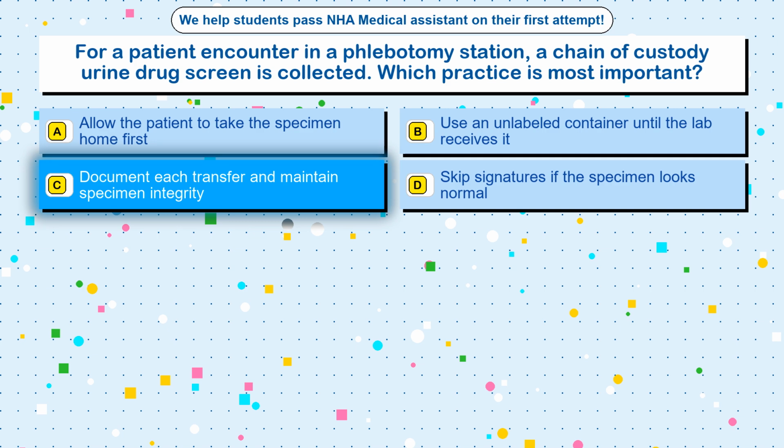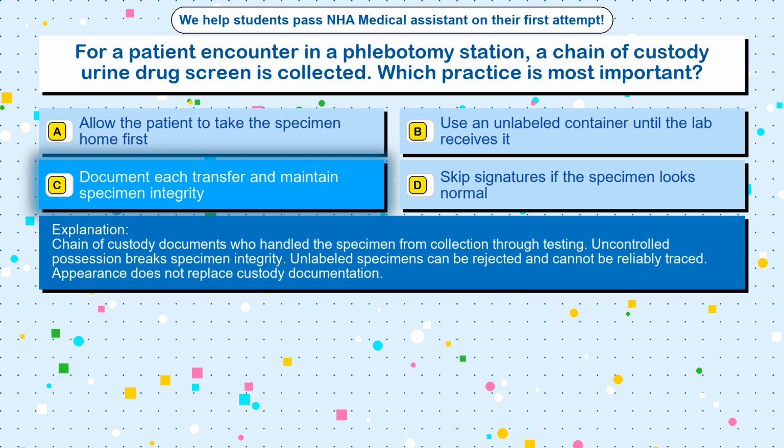Document each transfer and maintain specimen integrity. Chain of custody documents who handled the specimen from collection through testing. Uncontrolled possession breaks specimen integrity. Unlabeled specimens can be rejected and cannot be reliably traced. Appearance does not replace custody documentation.